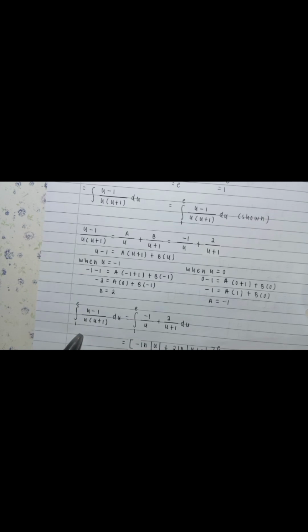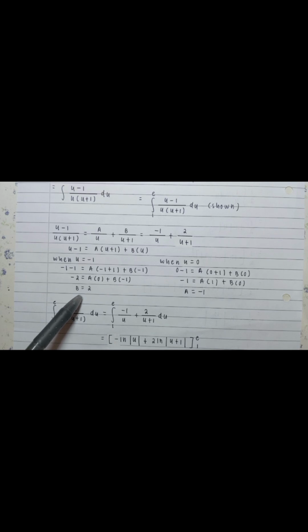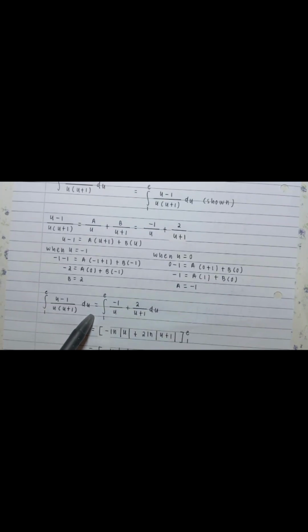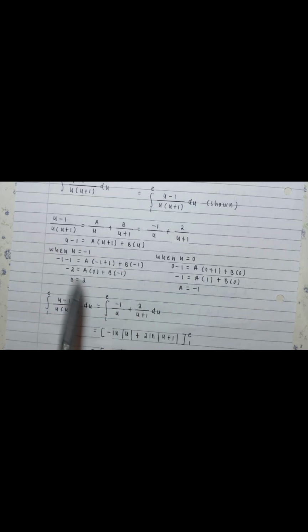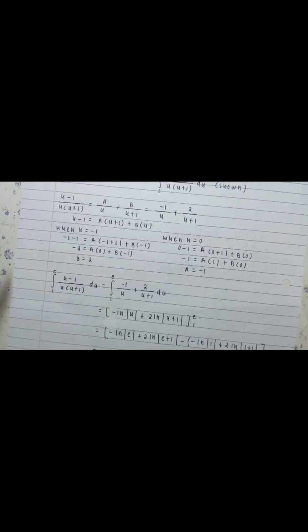Kita tulis balik equation ni yang kita dapat daripada yang kita dah show ni. Since kita dah dapat nilai b and nilai a, kita salin balik equation ni yang kita dapat daripada yang kita dah integrate tadi. Equal to, so substitute nilai a and b yang kita dapat daripada ni. So, kita solvekan.